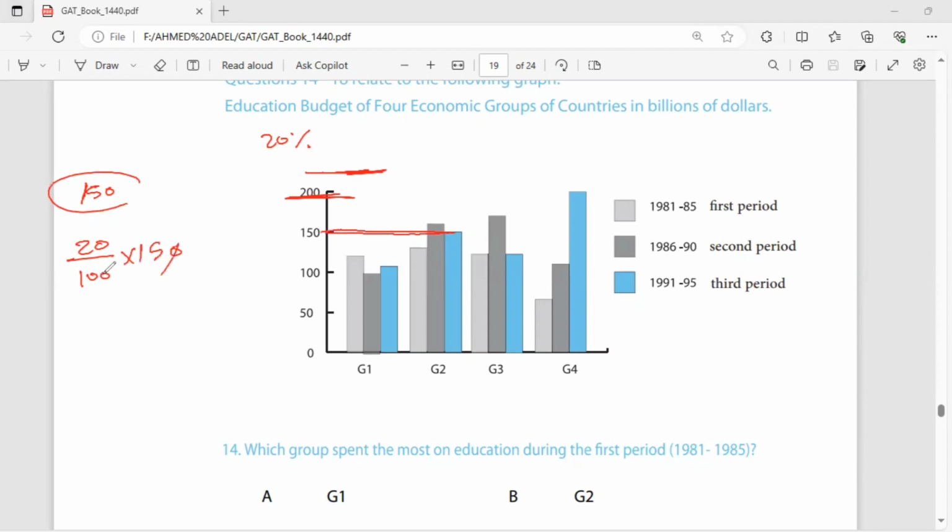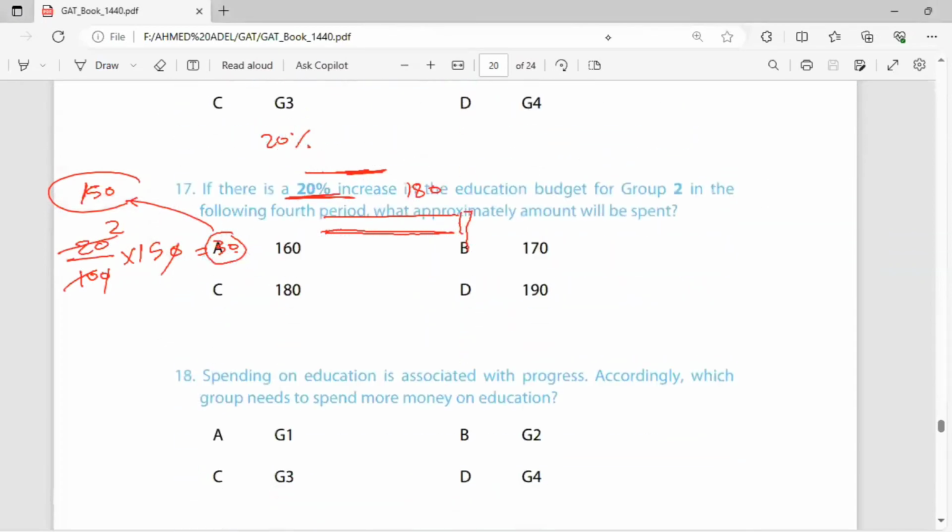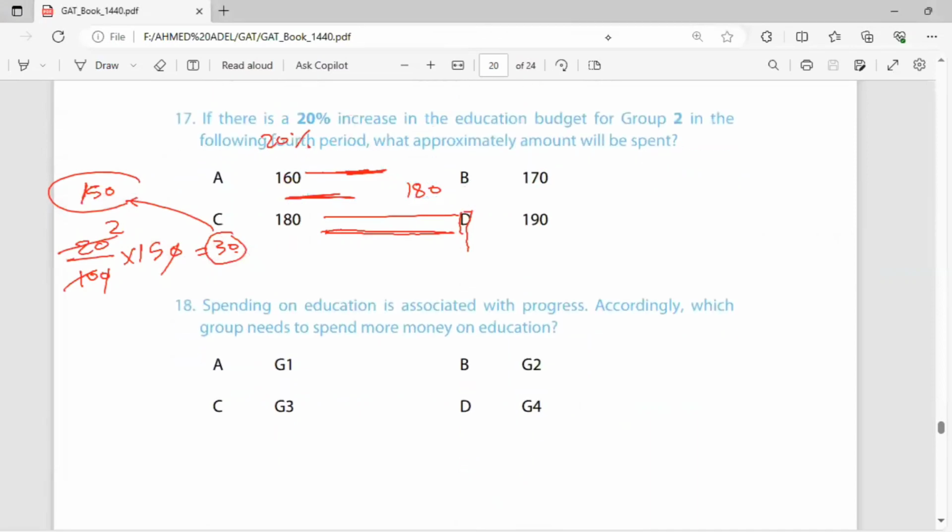We can cancel the 0. 20 divided by 10 is 2. 2 times 15 is 30. So we increase by 30, and it will be 180. It's about 180: 30 plus 150. So in the fourth period, it's about 180. So the answer here is C.